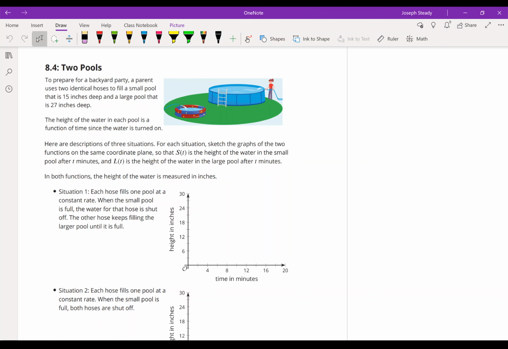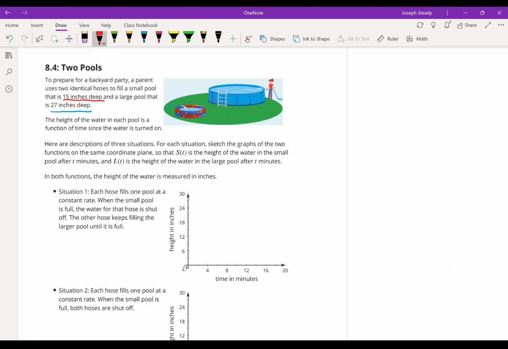In problem 8.4, we are given a few scenarios dealing with filling two different sized pools up with water from hoses. Specifically, we have a small pool, which they tell us is 15 inches deep, and we have a big pool, which they tell us is 27 inches deep. Besides having different heights, the pools also have different widths, so that's going to make them fill up at slightly different speeds as well.